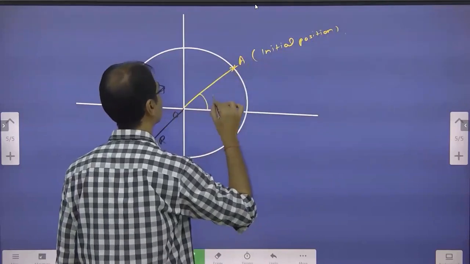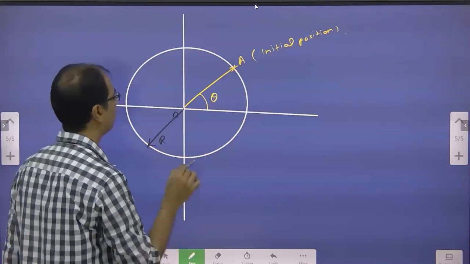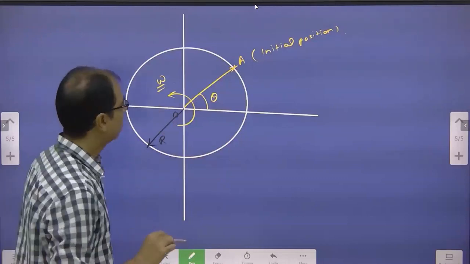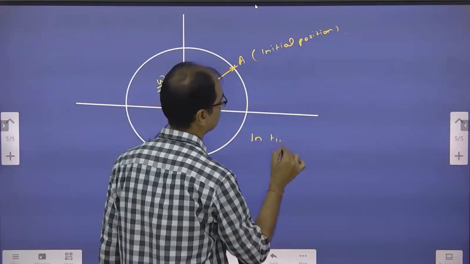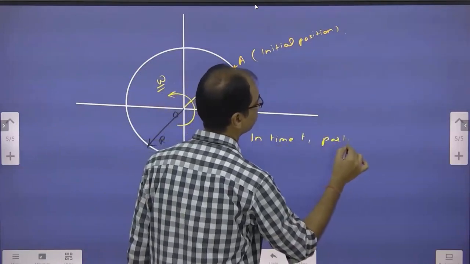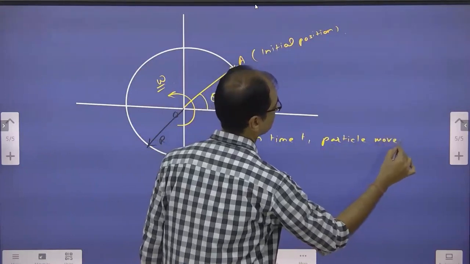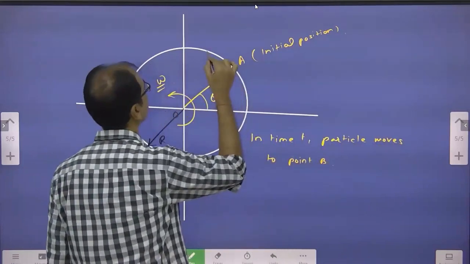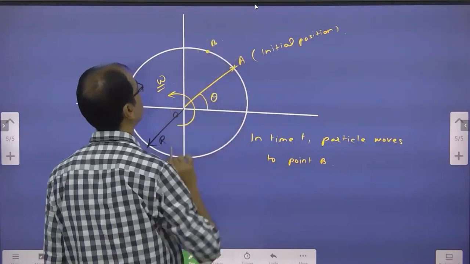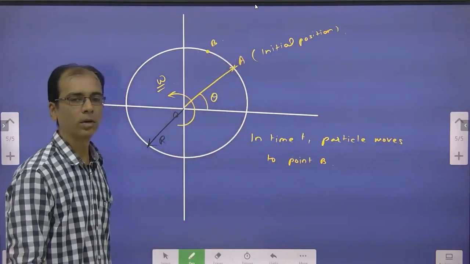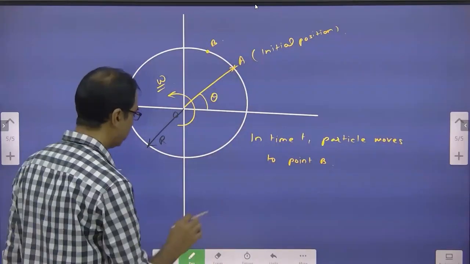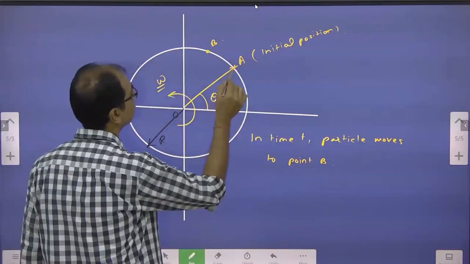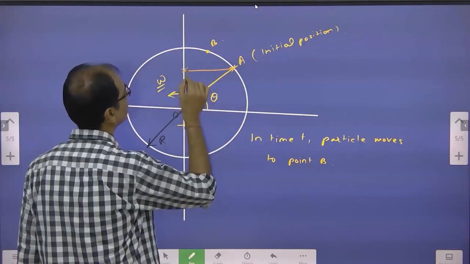That is theta, not omega t. This is theta. And the particle is moving with angular velocity omega. In time t, the particle moves to point B. So it's here somewhere. We'll reach point B, but before that, we are going to talk about point A only. So if the particle doing circular motion is at point A, where is its projection on the y-axis? It's here. This is the projection.